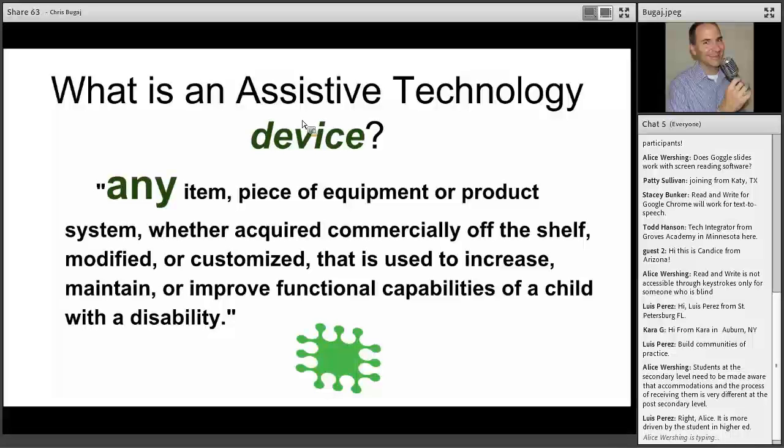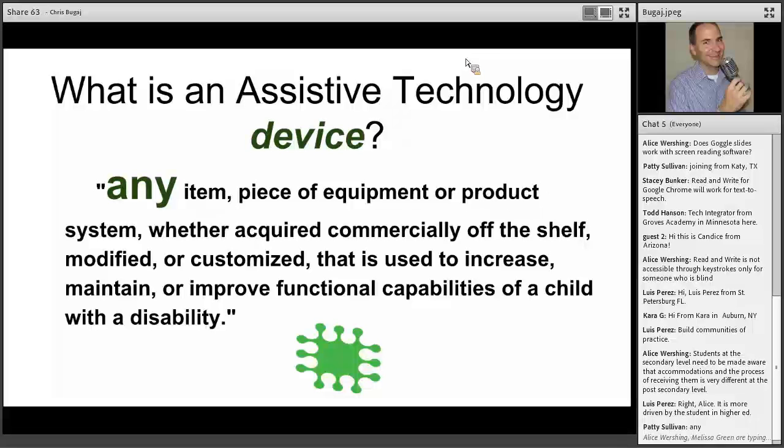Part one is device, and part two is service. So an assistive technology device is any item, piece of equipment, or product system, whether acquired commercially, off the shelf, modified, or customized. It's used to maintain or improve the functional capabilities of a child with a disability or a student with a disability.